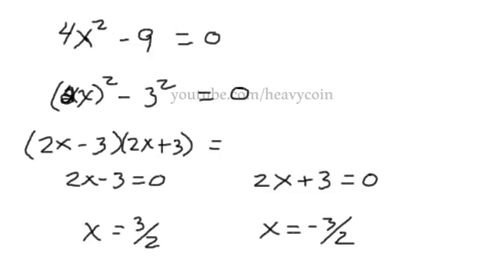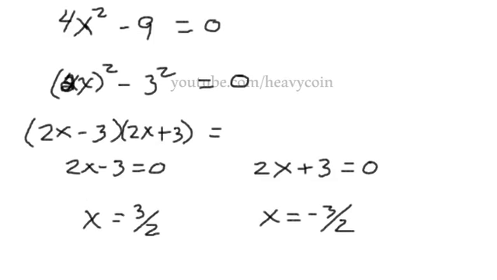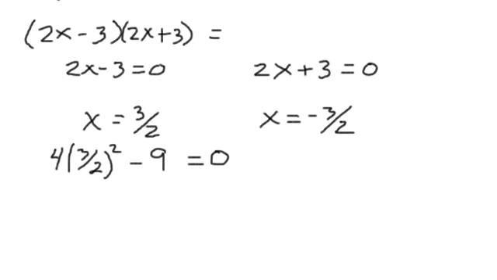Let's go ahead and check this real quick. So I'm going to take the 3 halves and plug it in up here. In fact, I'm just going to check one of them since they're both the same, but one's negative. So if I were to say 4 times 3 halves squared minus 9, let's see if this is true.